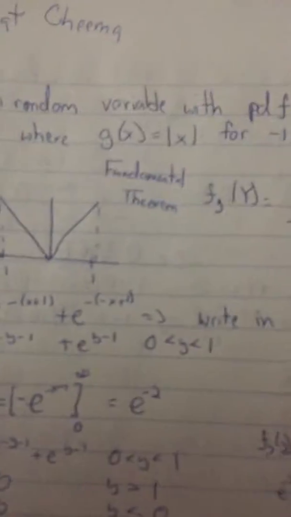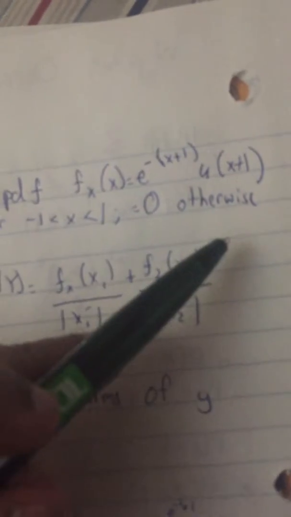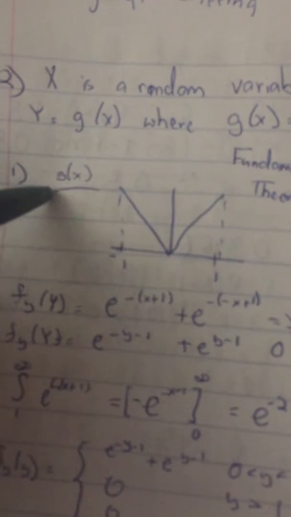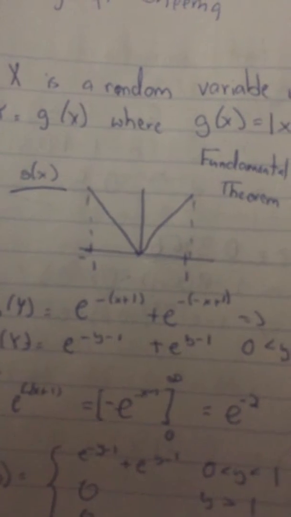And y equals g of x, where g of x equals the absolute value of x between this interval, -1 is less than x, which is less than 1, and 0 otherwise. So that we can graph g of x. It's a pretty simple graph. It's the absolute value, it's 0 otherwise, so this will be g of x right here, and we should keep this graph in mind to further continue the problem.